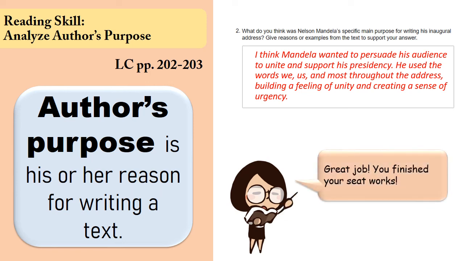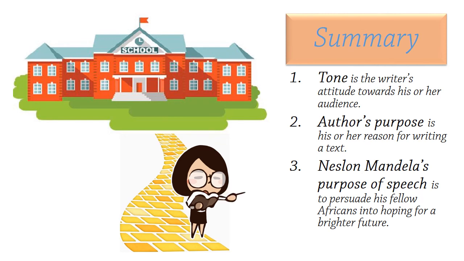Great job, you finished your seatworks. In summary, we have discussed two reading skills. We know that tone is the writer's attitude towards his or her audience. We also have learned that author's purpose is his or her reason for writing a text. And we know that Nelson Mandela's purpose in his speech is to persuade his fellow Africans into hoping for a brighter future.